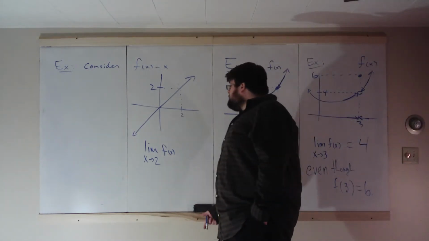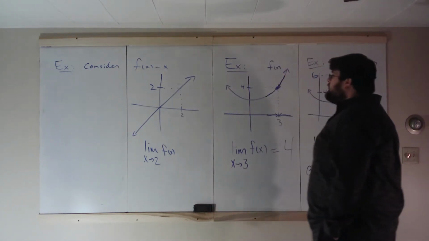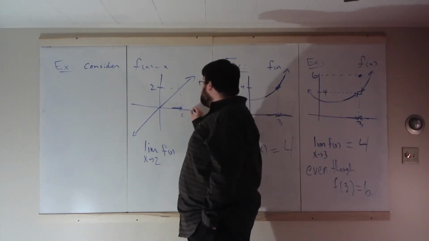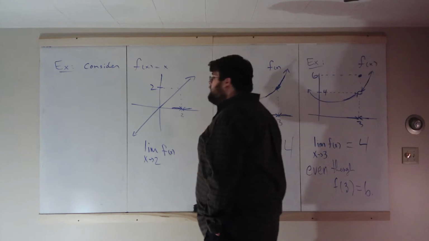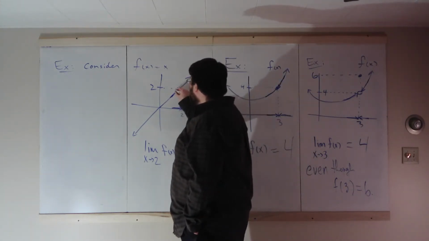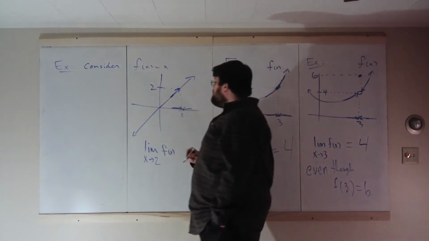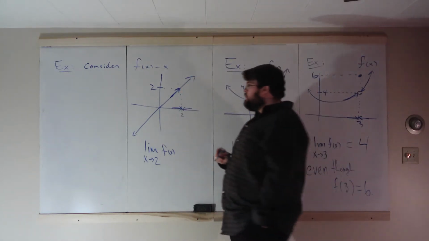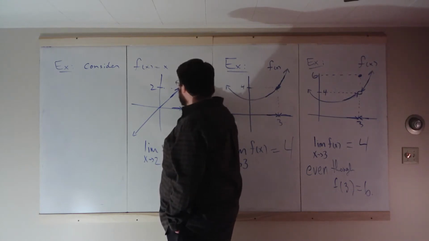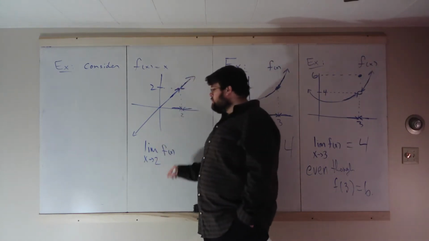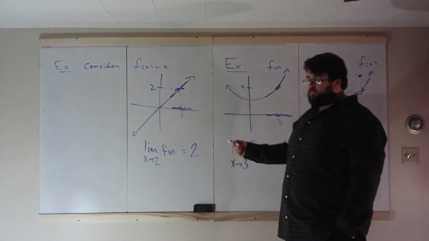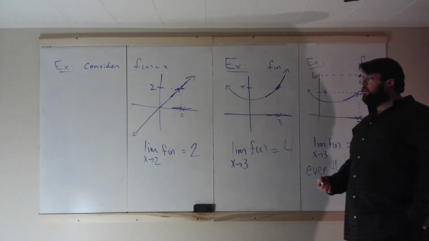So here we want the limit as x approaches 2 of this function. Well, again, we have two different ways of approaching 2. That way and that way. And this function, as x approaches 2, here, y approaches 2. In this function, as x approaches 2 over here, y approaches 2. So no matter which way we approach x equals 2, the function approaches y equals 2.